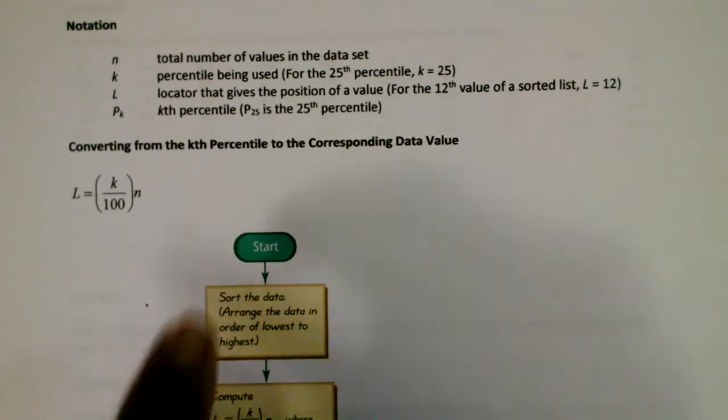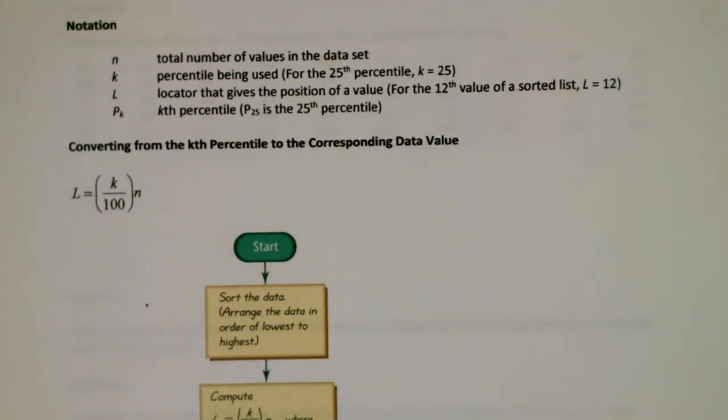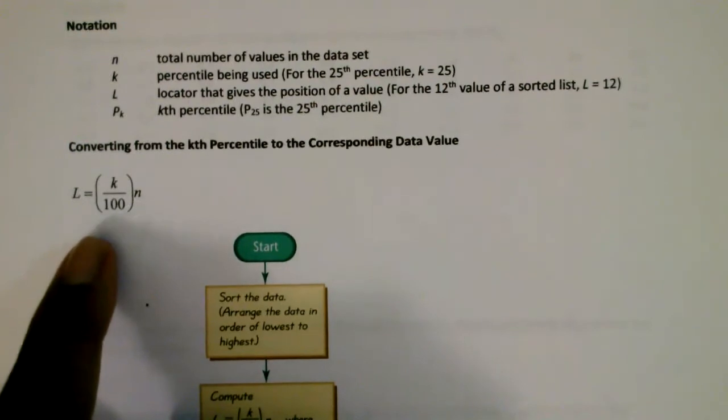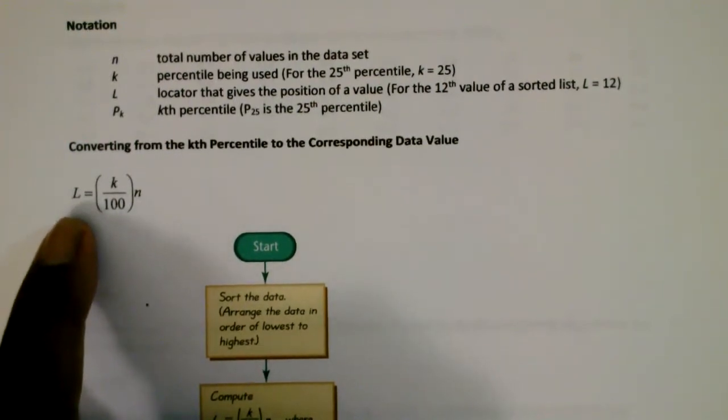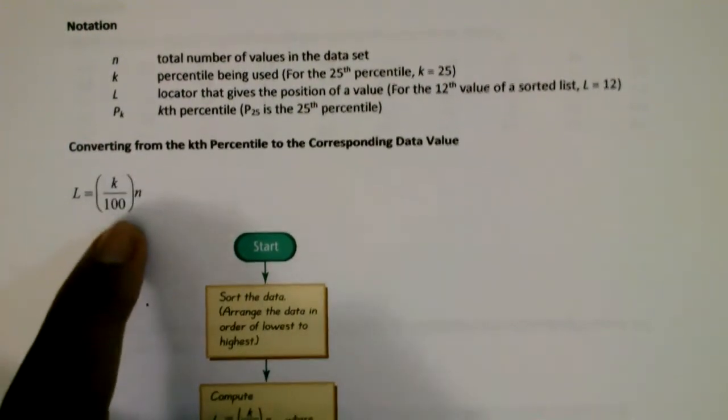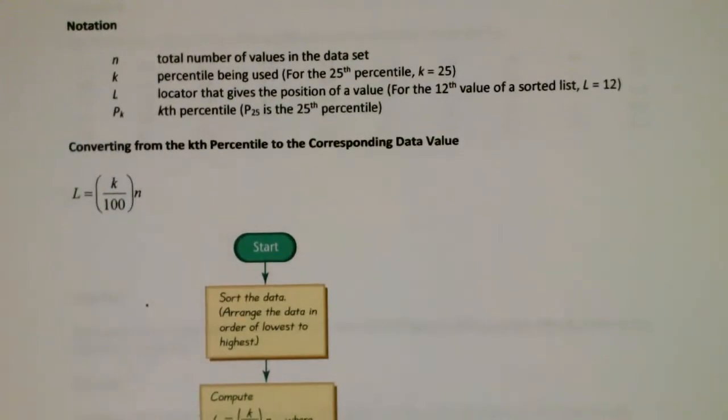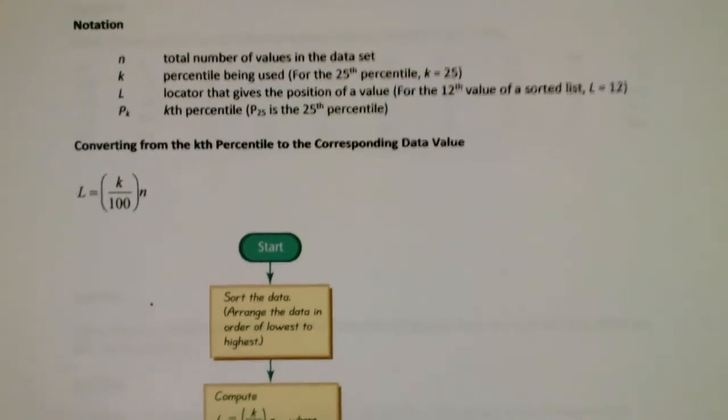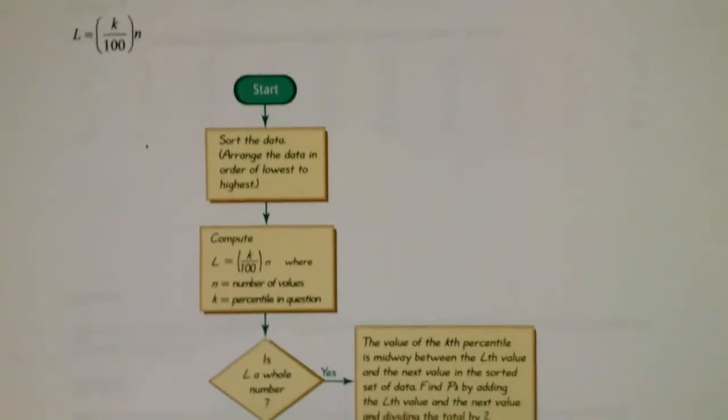Now what I have here is a flow chart that's going to show you how to convert the k percentile to a corresponding data value. And we have to use this right here. L is the locator. That's equal to k over 100 times n. Now that value only tells you the location of that data value, not the data value itself. It's just the location of it. So here's the flow chart.